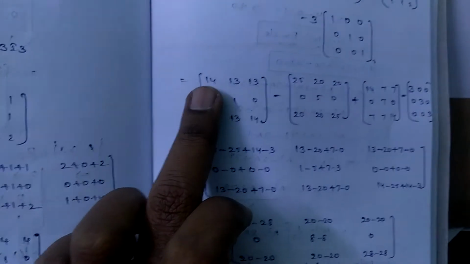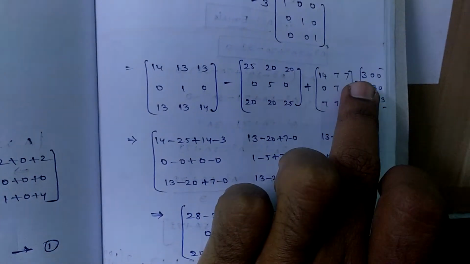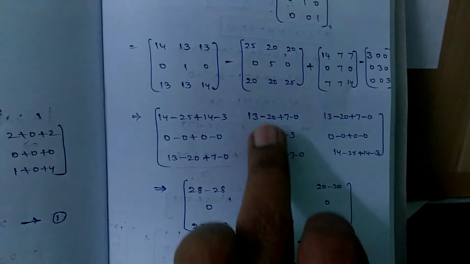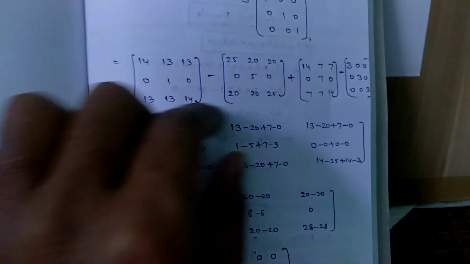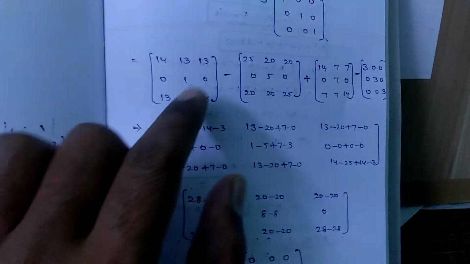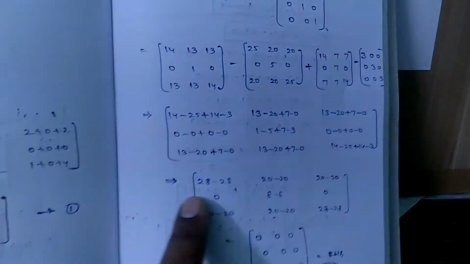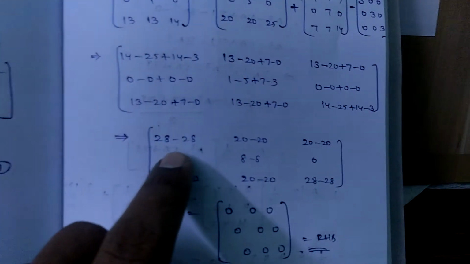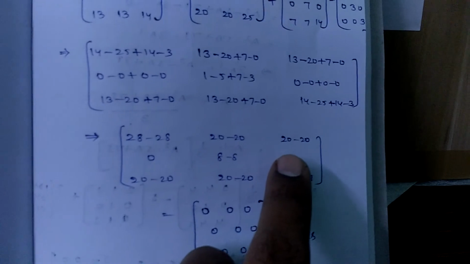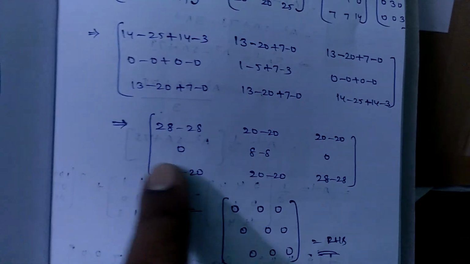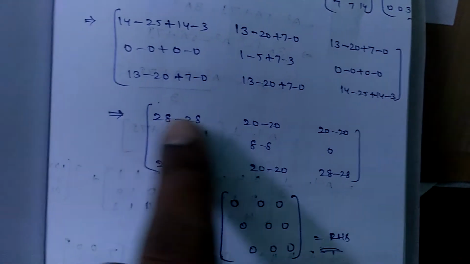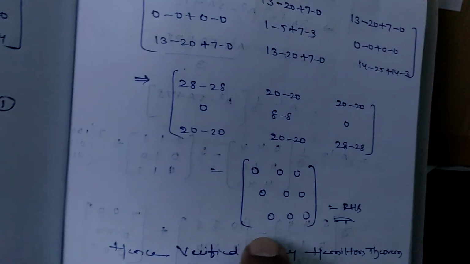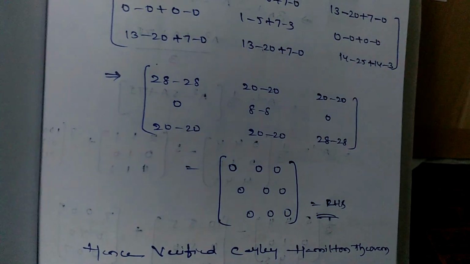Then what we get? 14 minus 25 plus 14 minus 3. 13 minus 20 plus 7 minus 0. Like that you do normal algebraic simplification, that is minus and plus and minus. Then you see here what we observe. We got 28 minus 28, 20 minus 20, 20 minus 20. Similarly for the other elements of the matrix. So we got the zeros, right? Nothing but the RHS. Therefore, hence we verified the Cayley-Hamilton theorem.